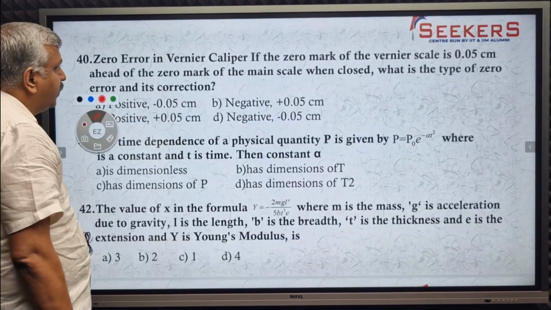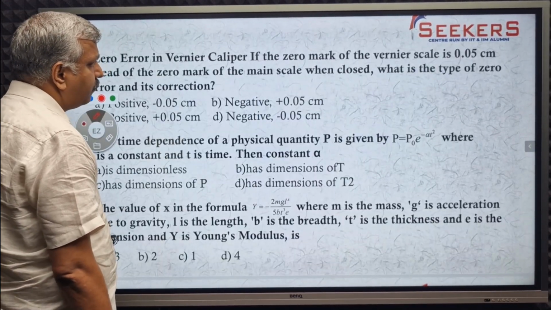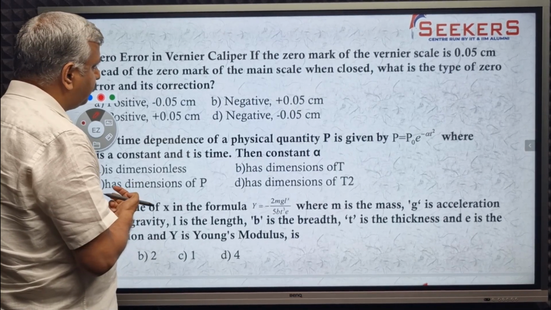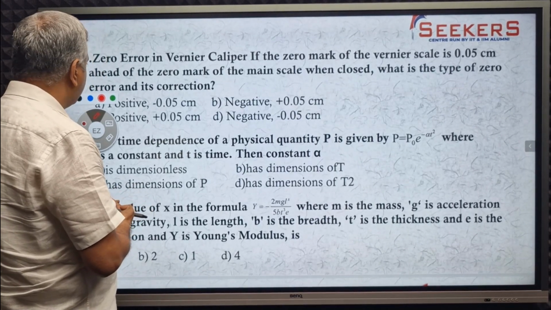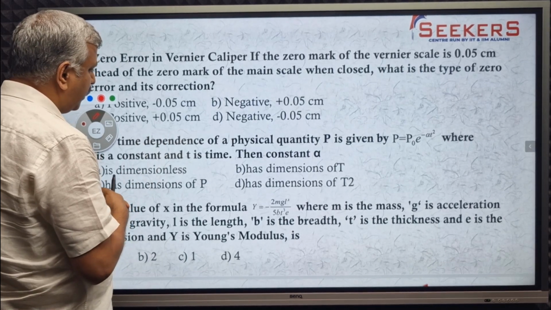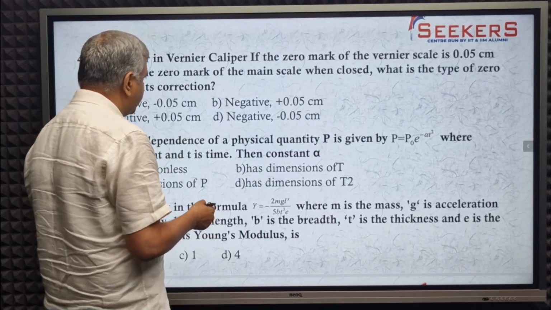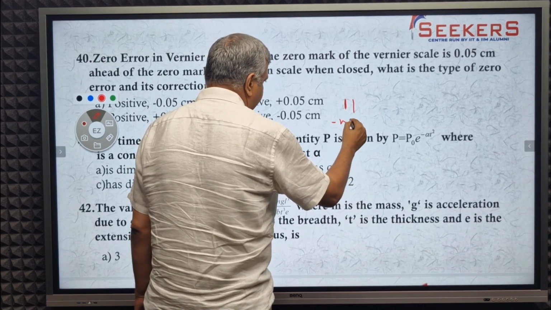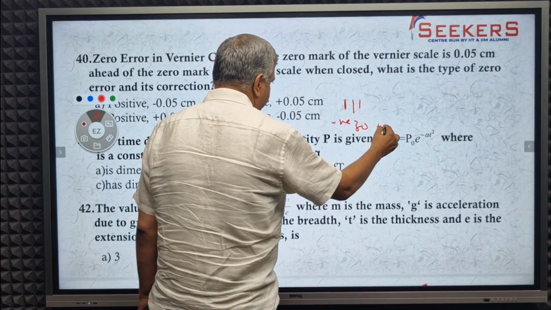The zero error in vernier caliper: if the zero error mark of a vernier caliper is 0.05 centimeters ahead of the zero mark of the main scale when closed, what is the type of zero error? Again this word ahead, I don't know what it means, but let's see. Ahead means, I think, it will be on this side. This side means it is negative zero error. On this side means it is positive zero error.